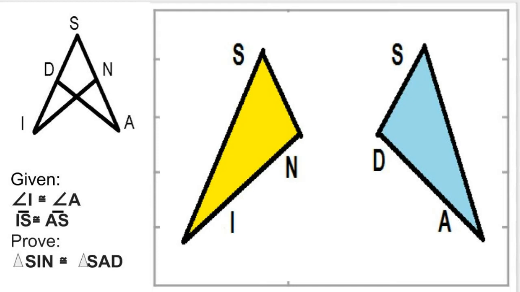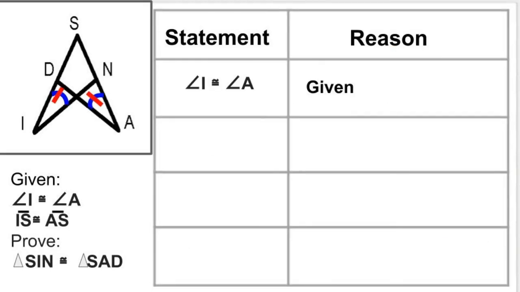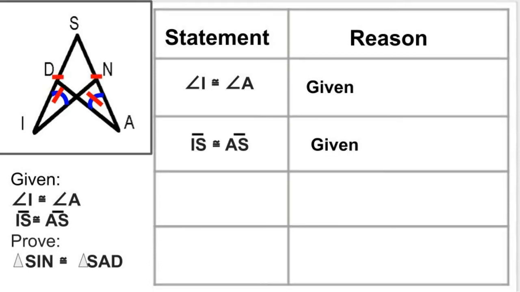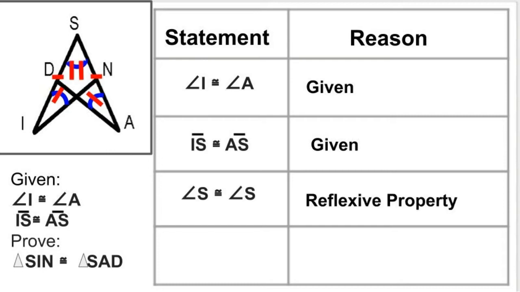Our first statement is angle I is congruent to angle A. Given. Next is segment IS is congruent to segment AS, and this is also given. The third is angle S is congruent to angle S, and the reason is the reflexive property. We already have three corresponding parts congruent: two angles and an included side. So the next statement is triangle SIN is congruent to triangle SAD, and the reason is the ASA postulate.